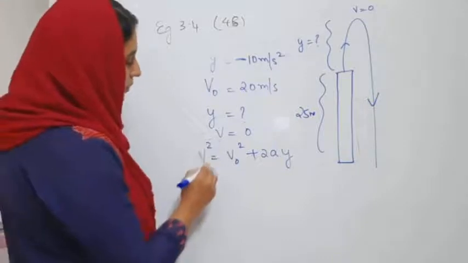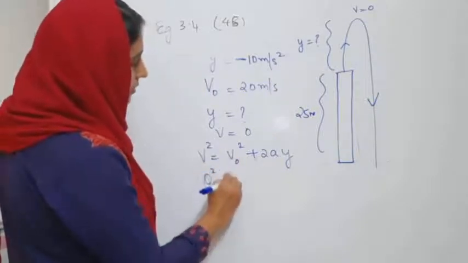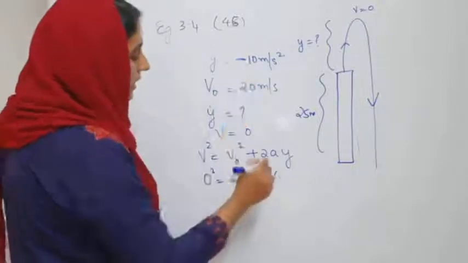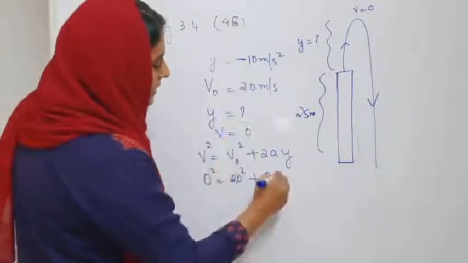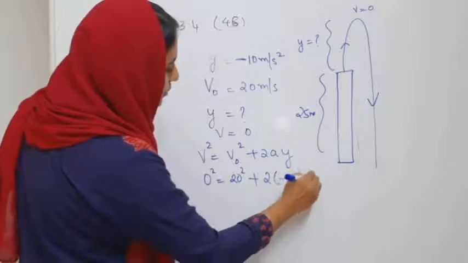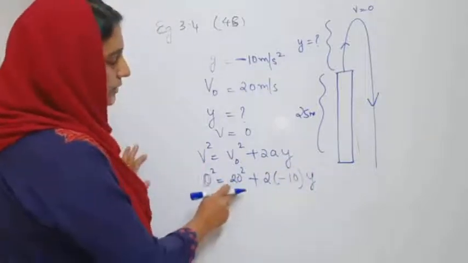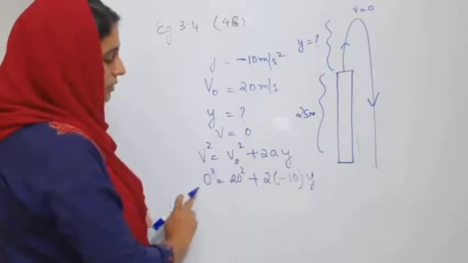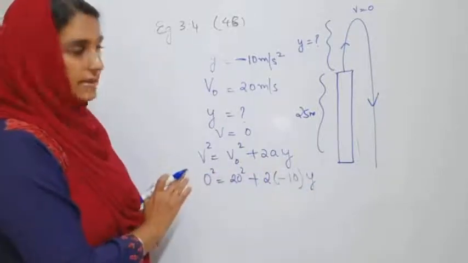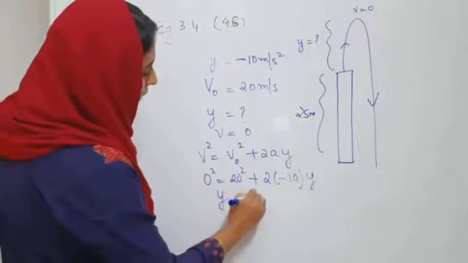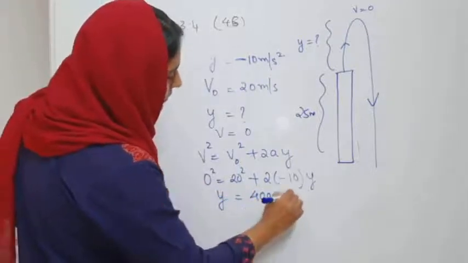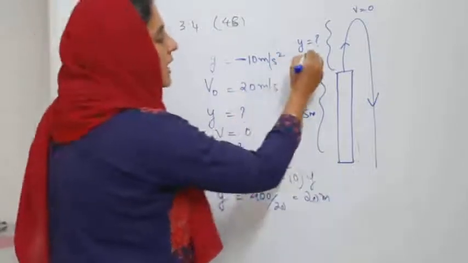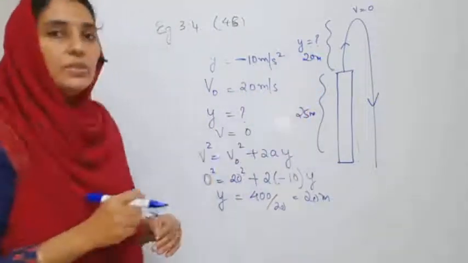So how can you substitute? v squared is 0, v0 squared is 20 squared, plus 2 into a, which is minus 10 meters per second squared, into y. On solving, we get 400 minus 20y is equal to 0. Taking 20y to the other side and solving for y, we get 400 divided by 20, which is equal to 20 meters. So we got y as 20 meters, that is the distance through which the ball rises.